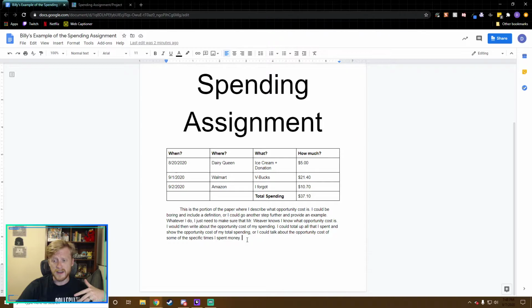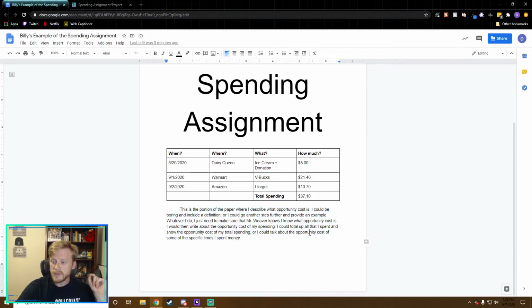And Billy wrote a paragraph. Honestly, if Billy actually wrote about opportunity cost and the opportunity cost of his spending, I'm sure that he could have fit it into a paragraph. If you guys take up more than a page telling me about opportunity cost and the opportunity cost of your spending, you can go for it. That's by no means necessary. I just need to know that you know what opportunity cost is and you know the opportunity cost of your spending.